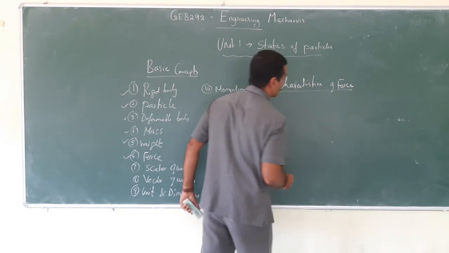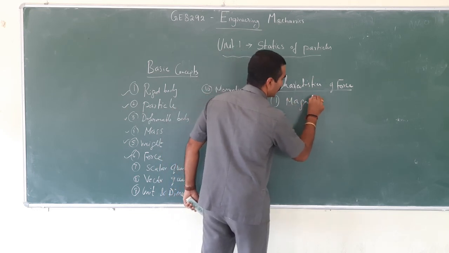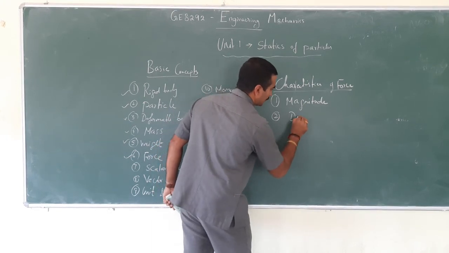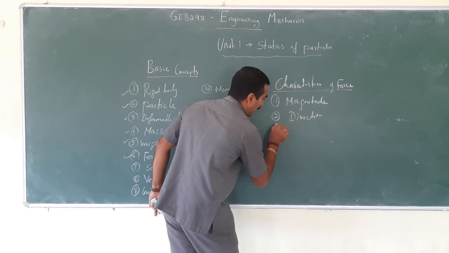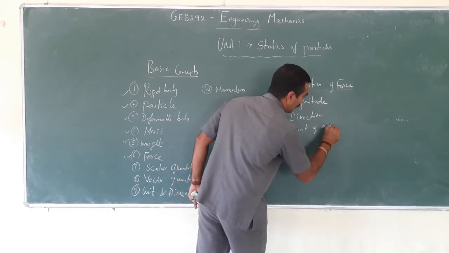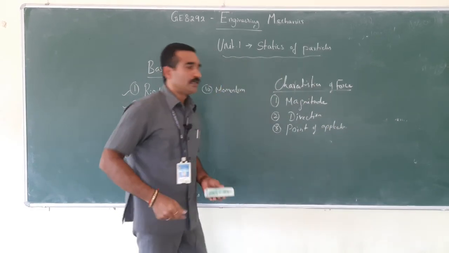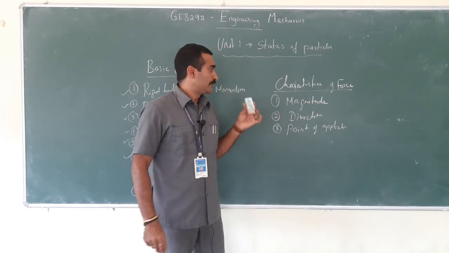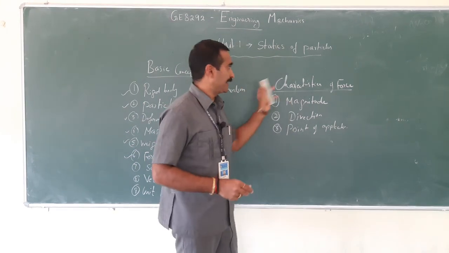There are three characteristics of forces. The first one is magnitude, then direction, and the point of application. So let me take the object as a duster. Now I am going to give a small demonstration of the characteristics of force.